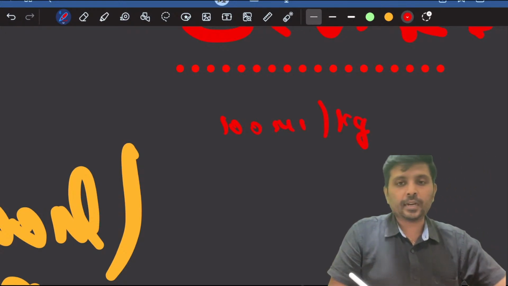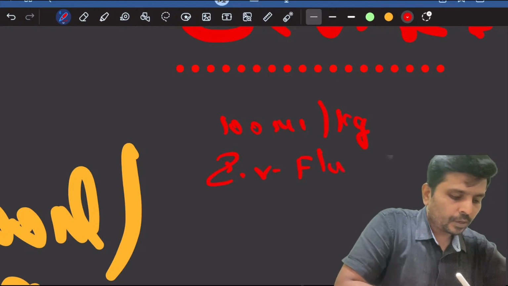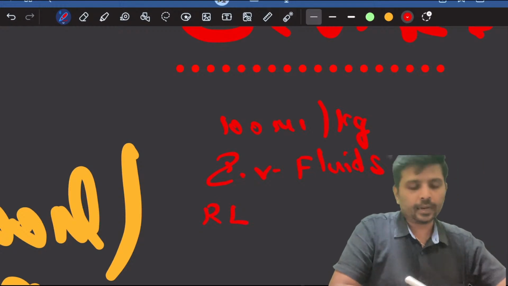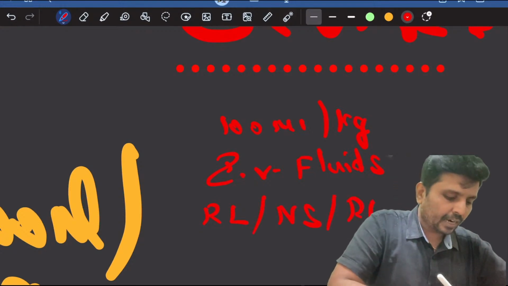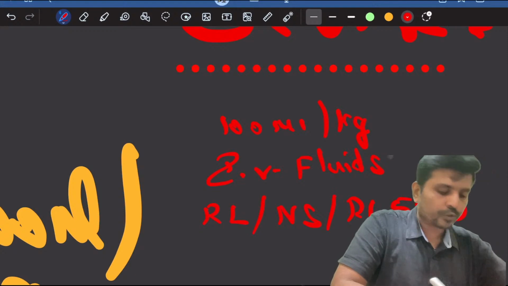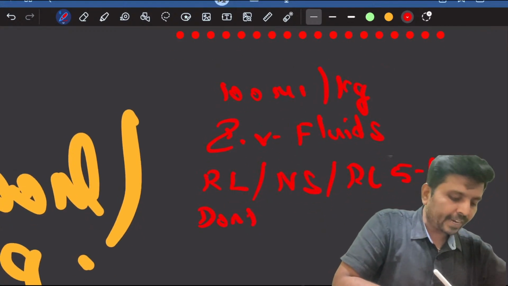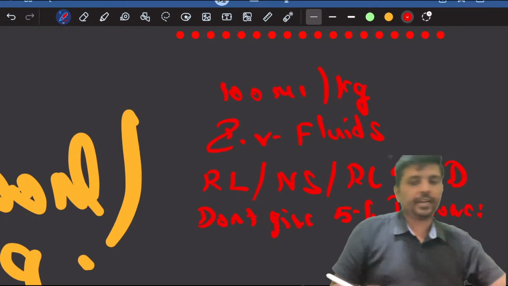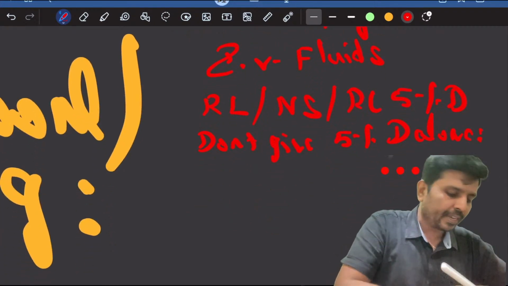So, what is the treatment of choice? IV fluids. What is the IV fluid of choice? You can use normal saline, you can use Ringer lactate, you can use Ringer lactate with 5% dextrose. All can be used, but don't give 5% dextrose alone. That is not recommended. As I told you, 100 ml per kg.